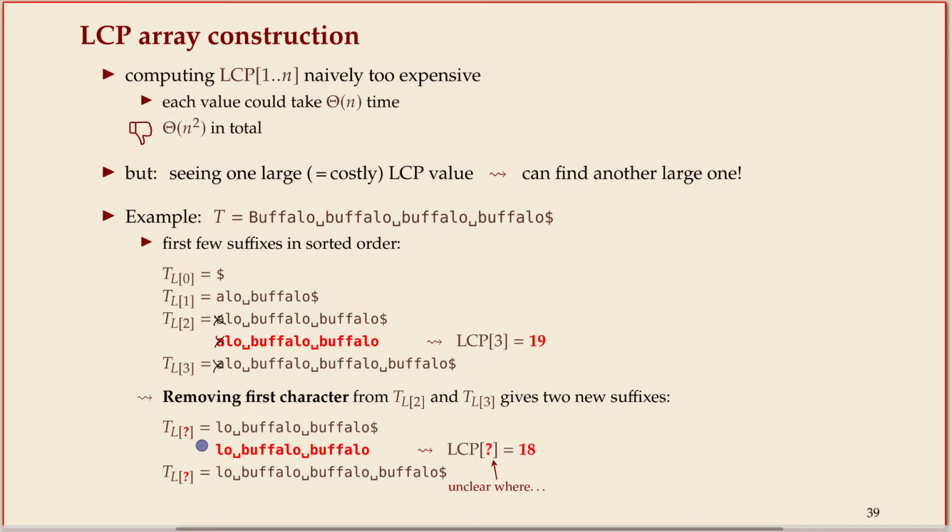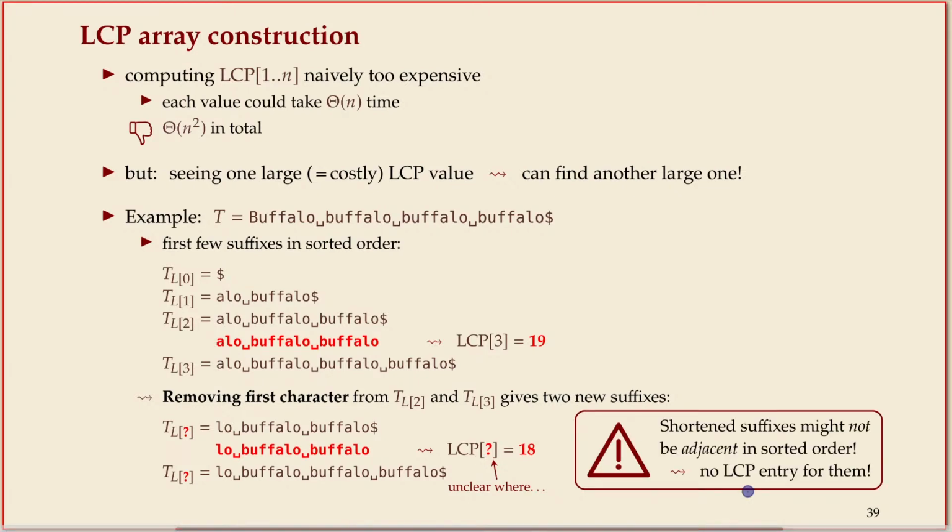And what's more, it may not be that these are adjacent, and then they don't actually have an entry. There might not be a 17 anywhere in the LCP array, because these two are not adjacent in sorted order. That's the slight caveat. But otherwise, this is the key idea. If you have one longest common prefix between two suffixes, then there must be many other shorter suffixes that all lead up to this long shared prefix. And so you can capitalize on that and amortize the cost.